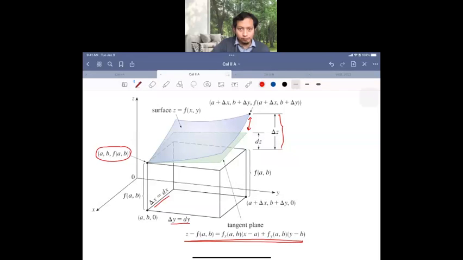Now, how can we actually apply this differential? First, we can apply it in a set of approximations. And also optimizations. If you remember optimization in calculus 1, we can apply similar optimization but in partials.